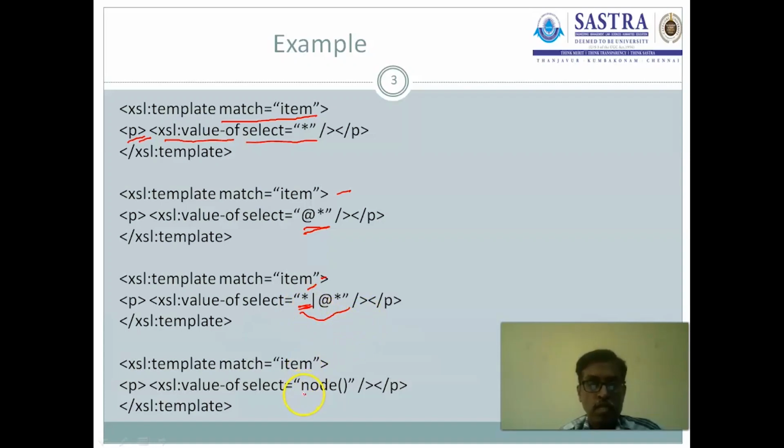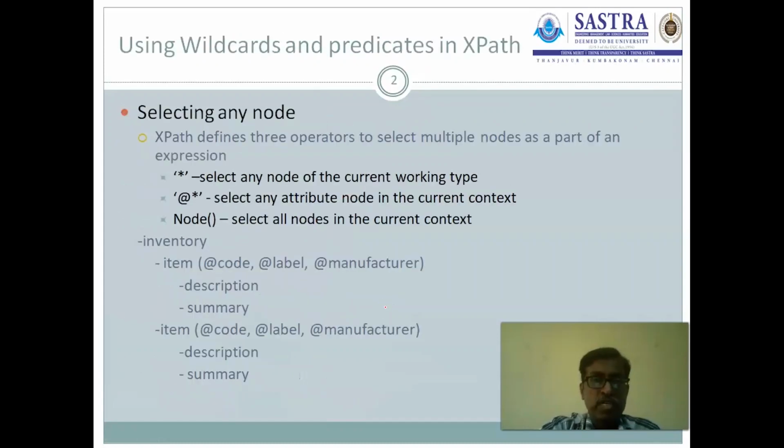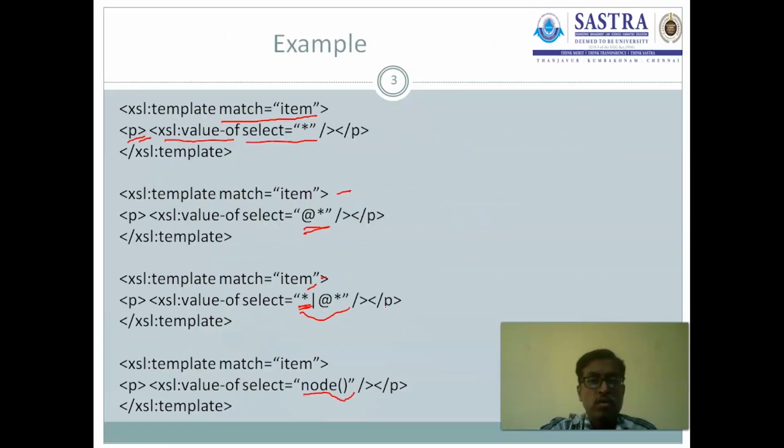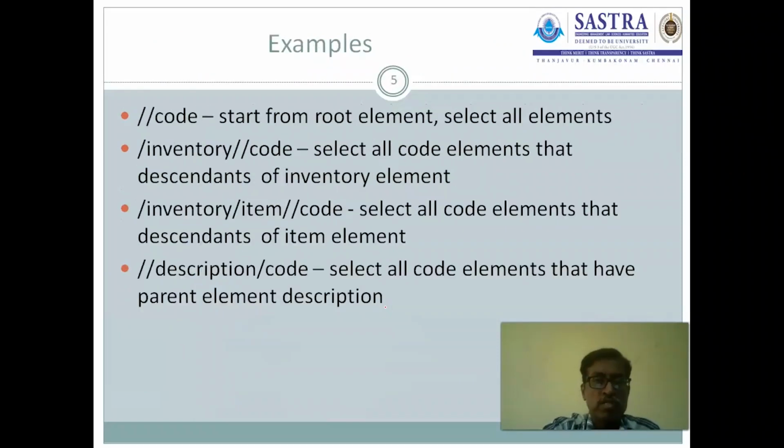And then the node function usage is given here. Node will select all nodes in the current context. xsl:template match equal to item. Within the paragraph tag, xsl:value-of select equal to node. In this way, we write the XSLT template which uses the wildcard representation. And if you want, you can make use of a predicate also, which we'll see next.